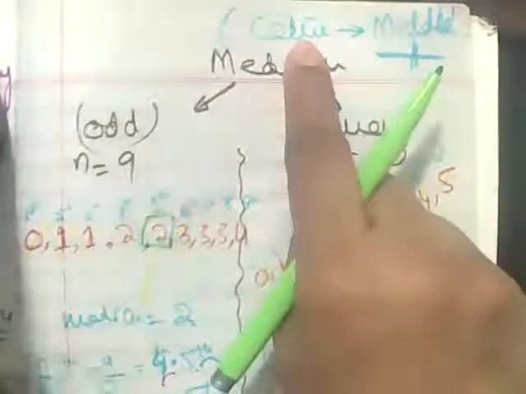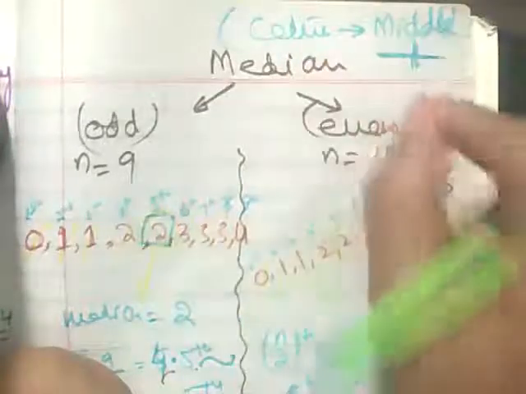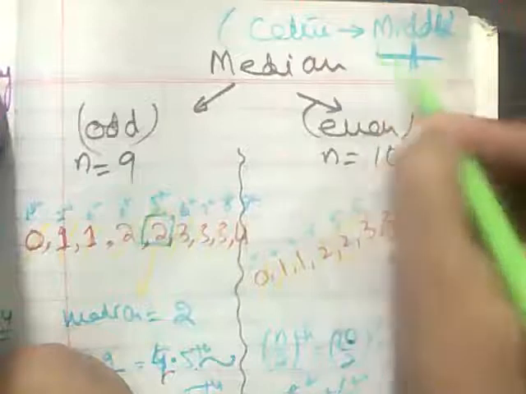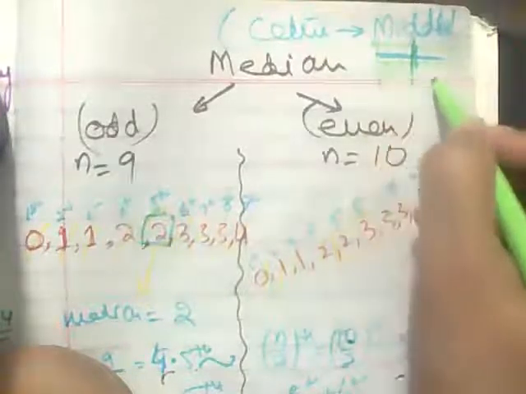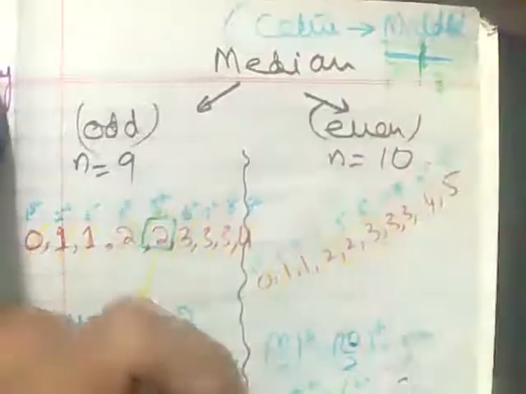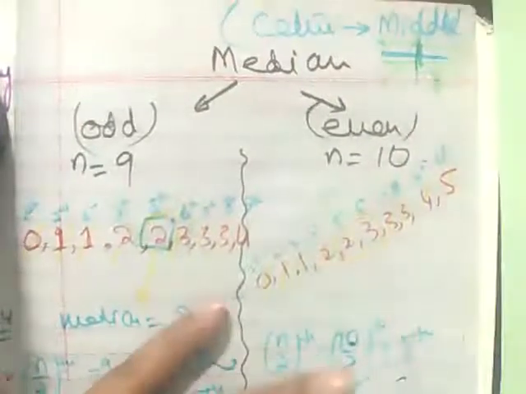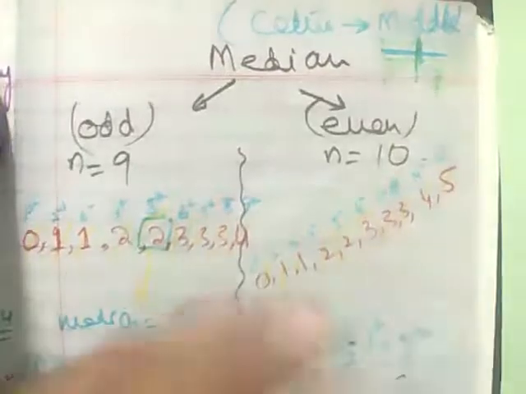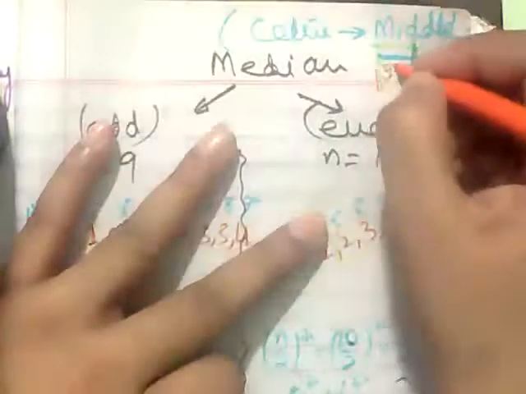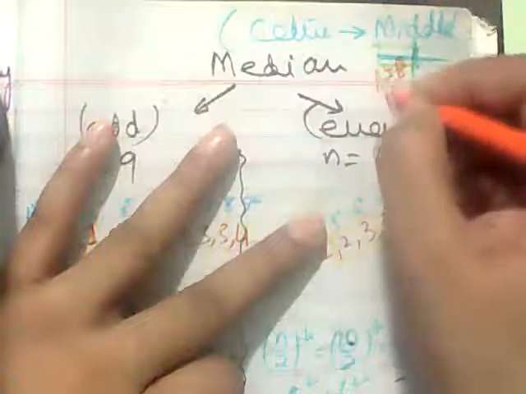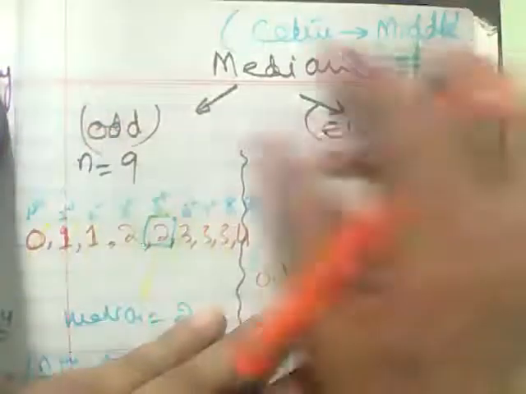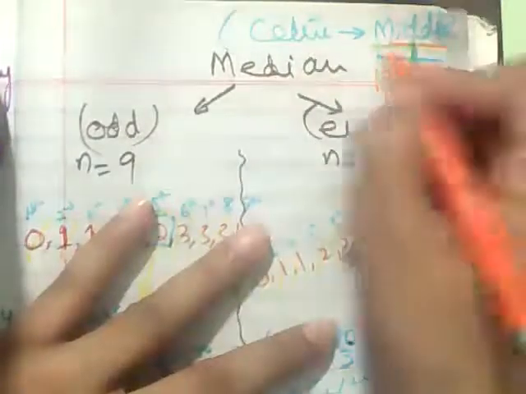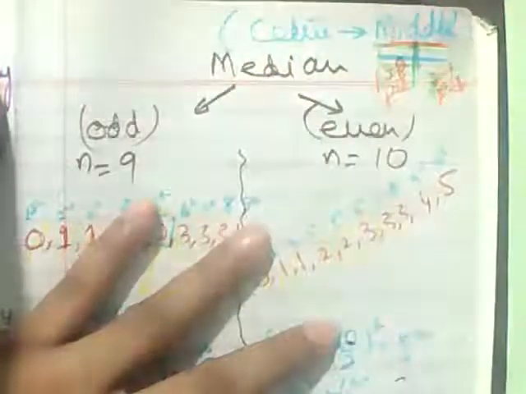Median is central, but which central value? Exactly the middle. Whatever the data is, I just have to divide it into two parts. This is the first part and this is the second part. This is the concept of median: to divide something into two equal parts, the middle. One part left, one part right.